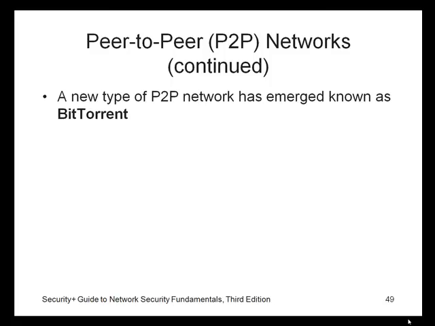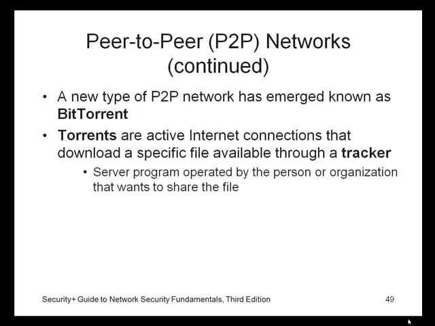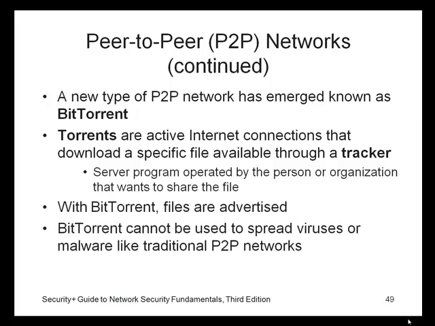BitTorrents are a way of doing peer-to-peer, but like we were saying earlier, it's a little bit more difficult to get viruses from them because you don't get the whole file from an individual location. You get parts of a file and the torrent then puts it together. Internet connections are available through a tracker. The tracker doesn't actually have the files. The tracker only maintains a listing, basically, of what's going on with these things. The files are advertised. The claim is that BitTorrent cannot be used to spread viruses and malware like traditional point-to-point networks.